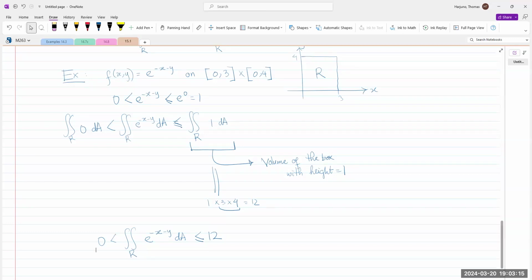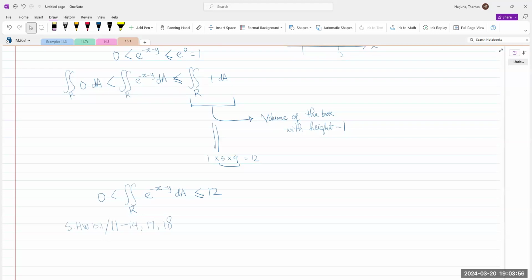The suggested homework from here, my time's almost up. Nothing much, but I would like you to at least try to compute by looking at what the solid looks like in numbers 11 to 14, and 17, 18. That's the suggested homework for 15.1: 11 to 14, 17, 18. Okay, that's for today then.